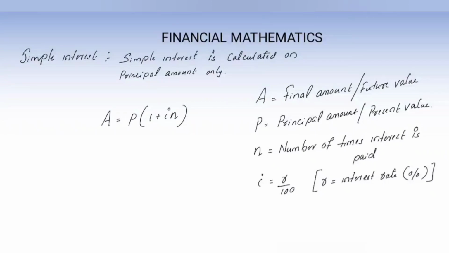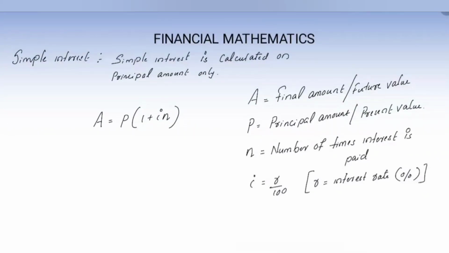Simple interest is calculated on the principal amount only. So we are using this formula: A is equal to P times bracket 1 plus iN, close the bracket, to calculate the final amount. Okay, so you need to know what each of these letters represents. So A is the final amount. This A is representing the final amount or future value.